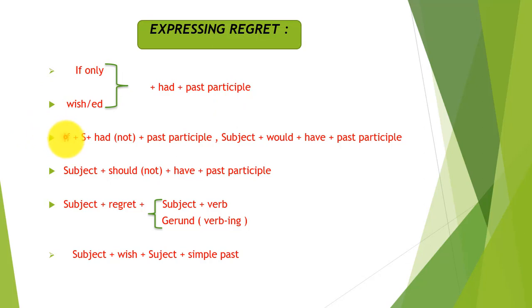We can use also: if, subject, had or had not plus past participle, subject plus would plus have plus past participle. As I said before, this is conditional type 3. Next, subject plus should not have plus past participle. Another way: subject plus regret plus subject plus verb, or subject plus regret plus gerund, which is verb plus ing. And the last one is subject plus wish plus subject plus simple past. So these are expressions of regret, or how to express regret.